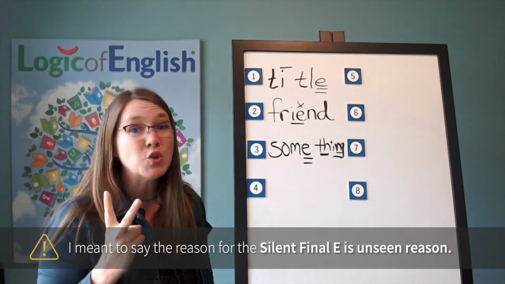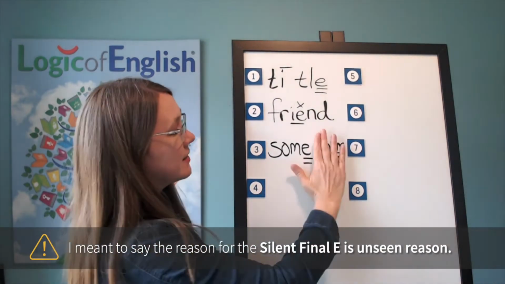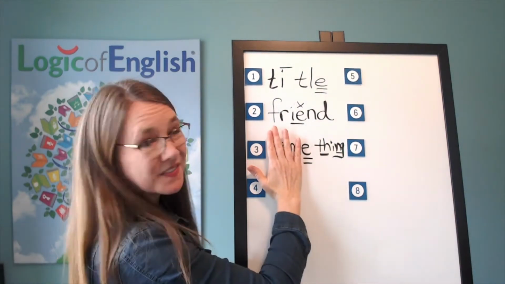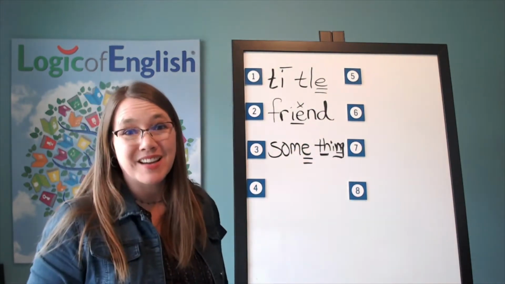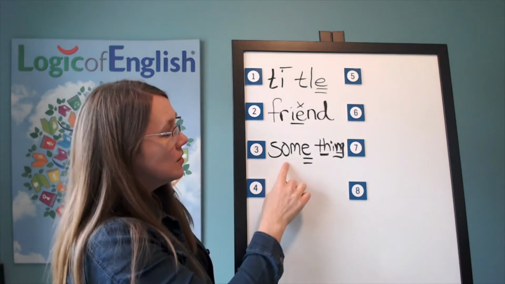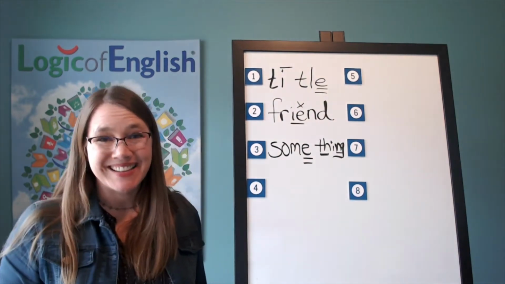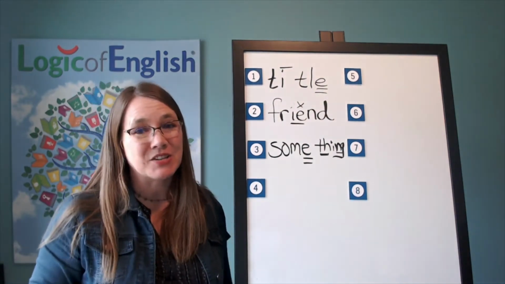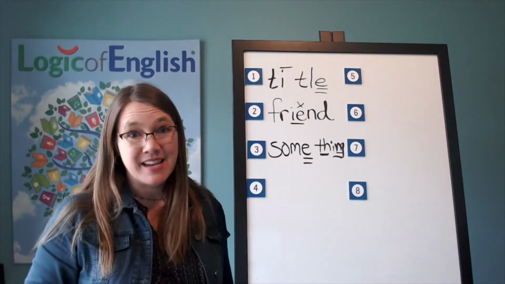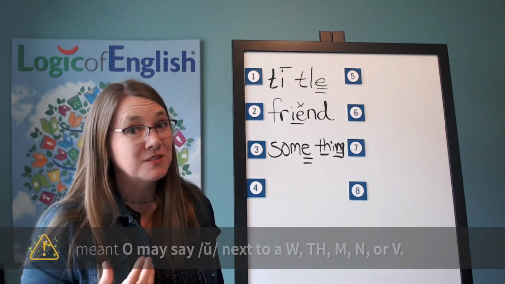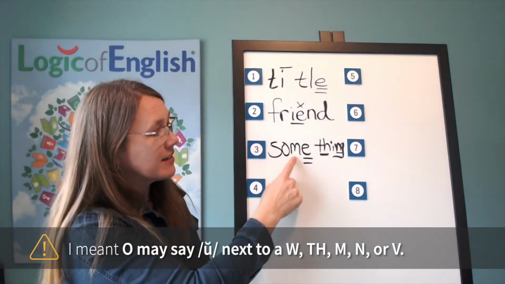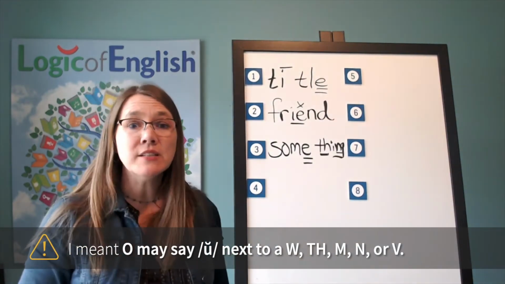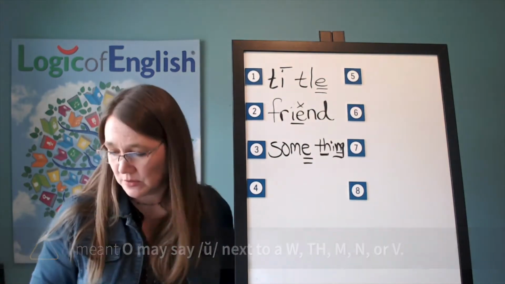By the way, do you see two words in this? You're right, it's the word some and the word thing. Those are both words, and then when we put them together, it makes a compound word, something. So why is the O saying its lazy sound here? O may say its lazy sound before a W, TH, M, and V. So look at, here it is next to an M. So that's why it's saying its lazy sound.